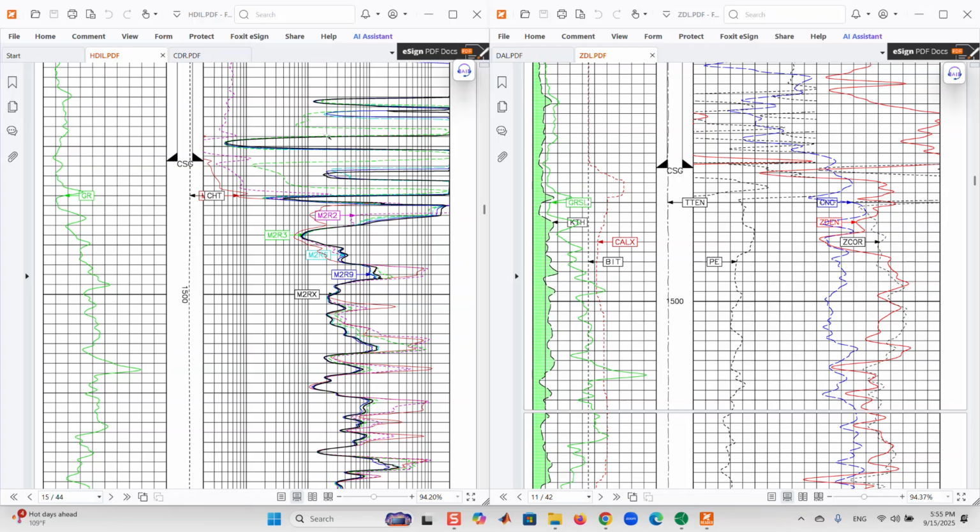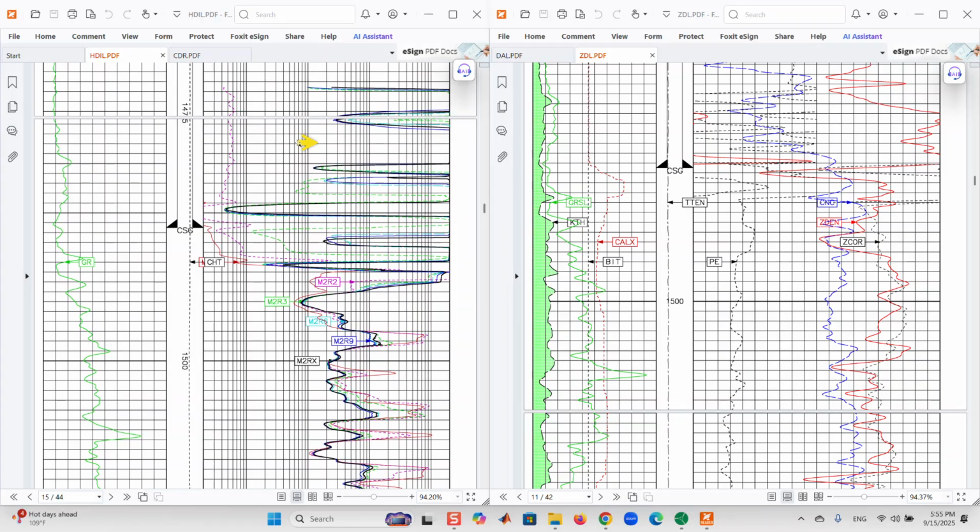Let's check this log. As can be seen, we have several intervals in which the resistivity curves are more than 200 ohm-meter. Moreover, SGR will show a valley in several intervals.